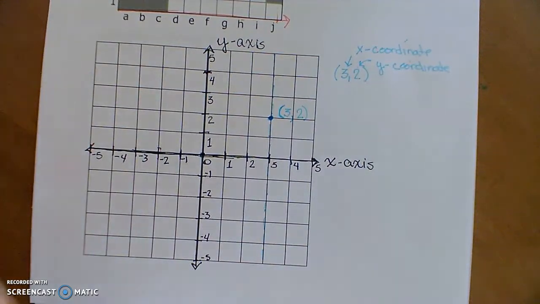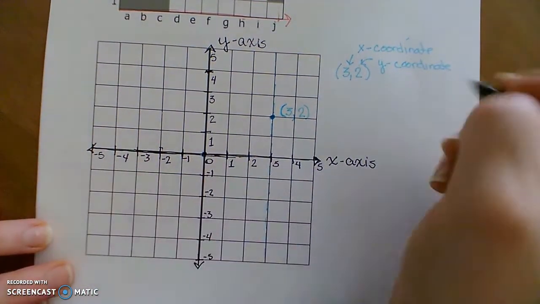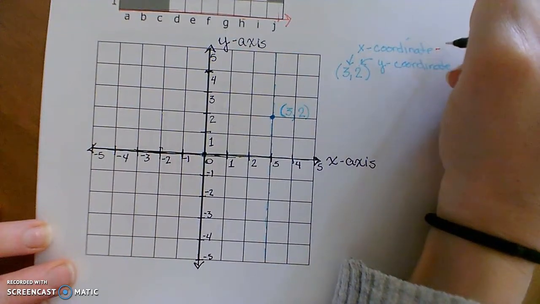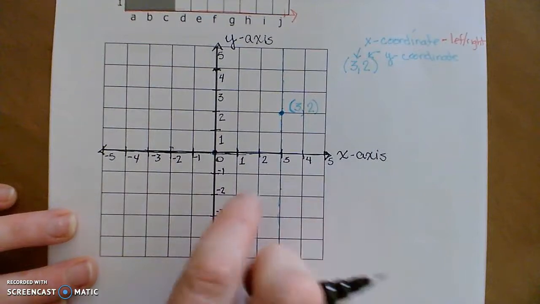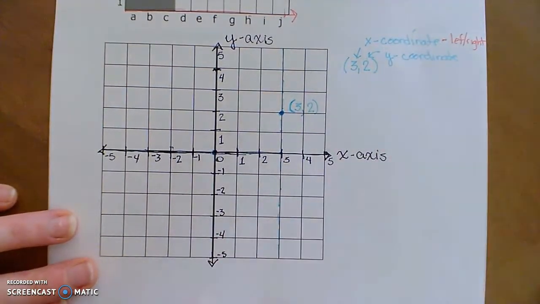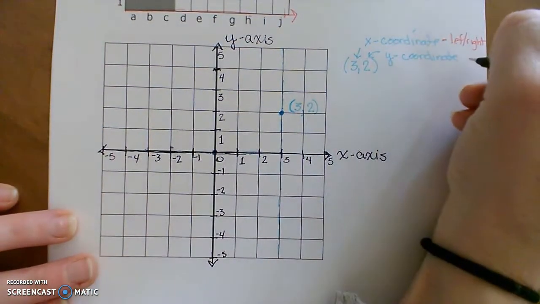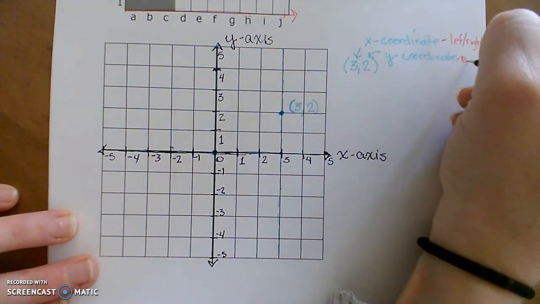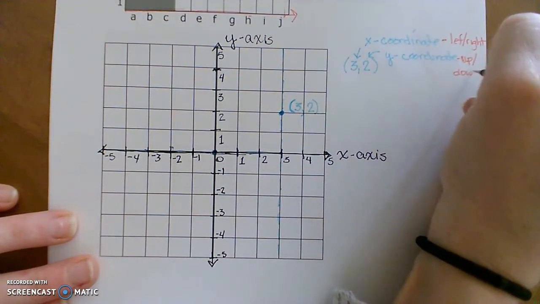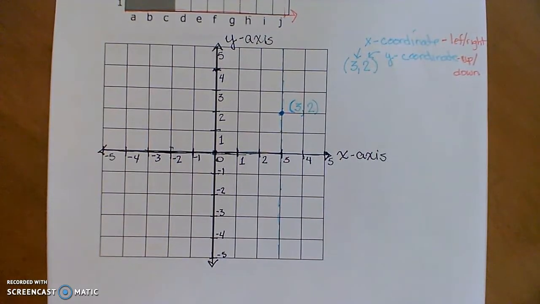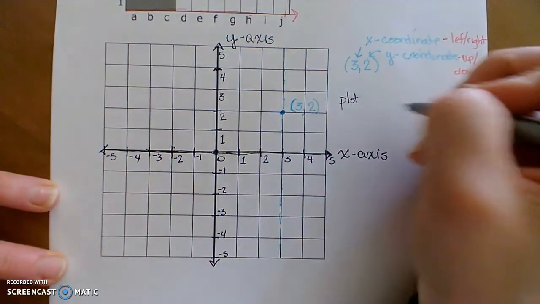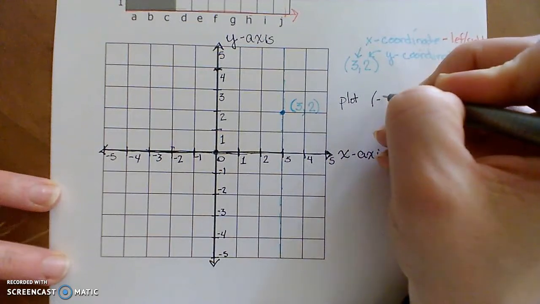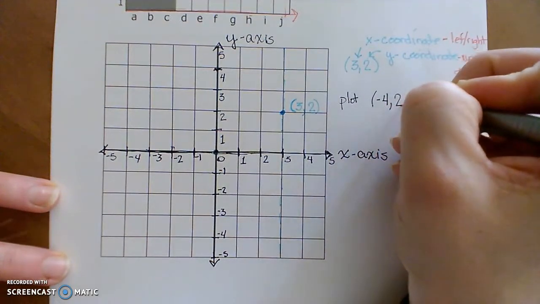And again, when you think about these coordinates, since the x-axis goes left and right, the x-coordinate tells you your left-right distance from the center. And then the y-coordinate, see how the y-axis goes up and down? The y-coordinate tells you how many units up or down you go to get to your point. All right, so let's write down another coordinate and see if we can map it. So let's plot the coordinate pair -4, 2.